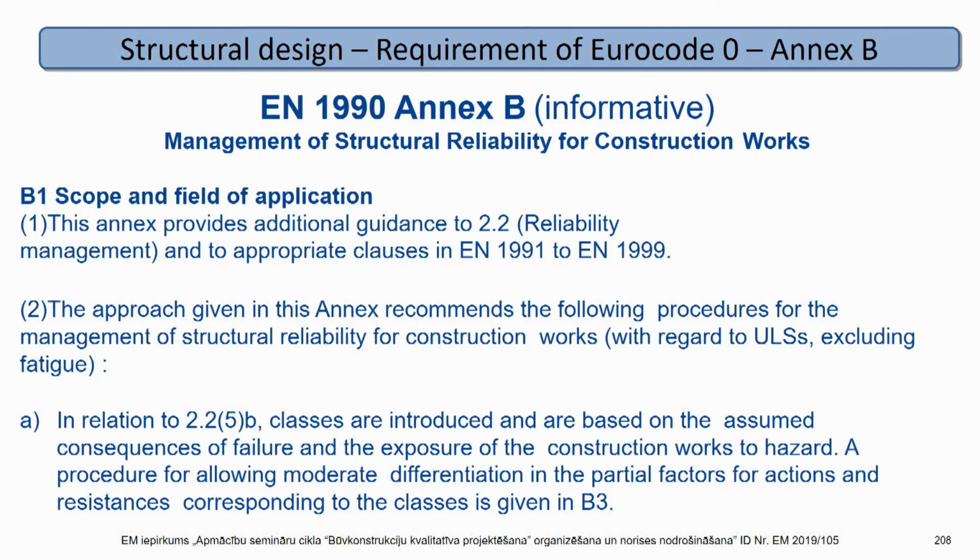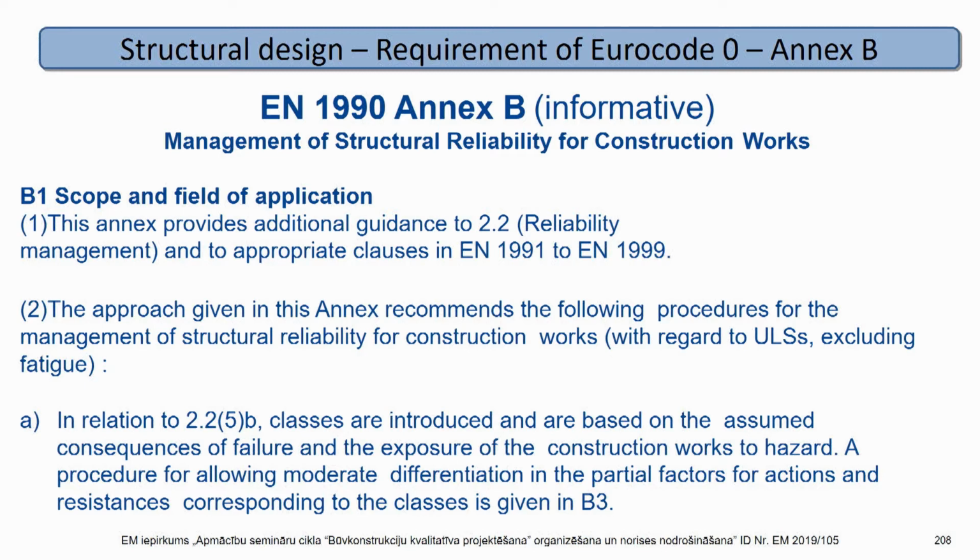The approach given in this annex recommends the following procedures for the management of structural reliability for construction works. It introduces some classes which are based on the consequences if the structure fails. So the higher the class, the worse it is if it collapses. The parameters that are given, usually 1.5 for concrete, are based on the fact that the structure is considered to be of the second class. We will see the classes later.